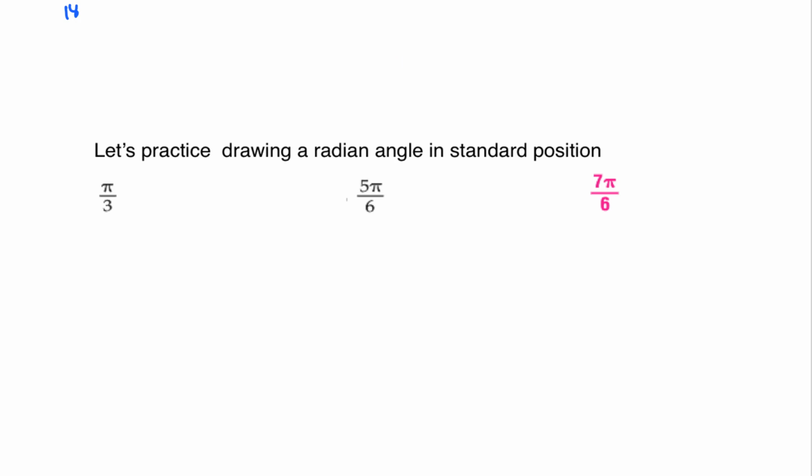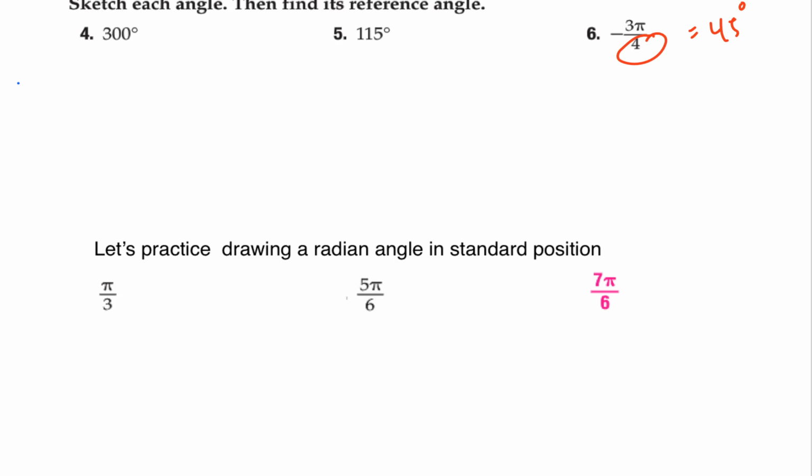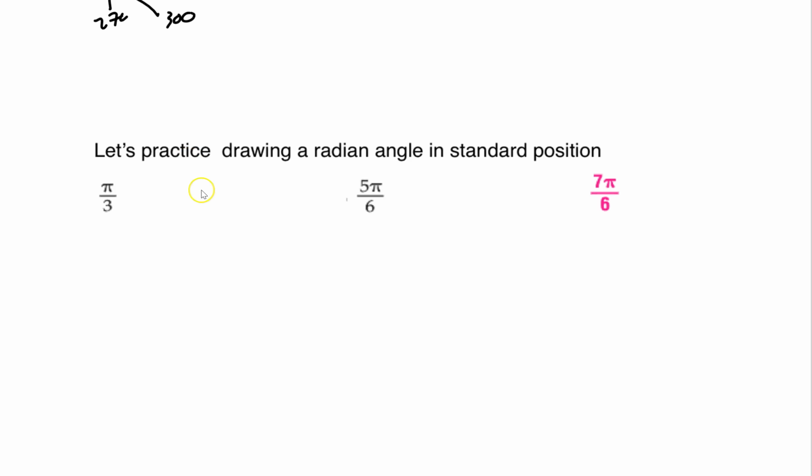Just a little recap. If I ask you to graph 300 degrees, you'd be like, oh, it's easy. Do this: 180, 270, 360. 300 would be in here somewhere. Now let's talk about how to draw radians.